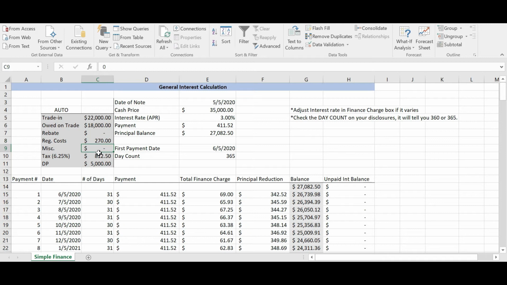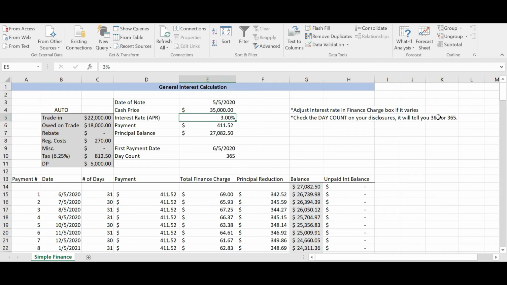So new vehicles have a 2-year registration that comes out to a bit more, but we'll stop right there. Miscellaneous, going to leave that as blank. Tax rate 6.25%. That's again Texas rate, so I know that's correct. And then we'll say a $5,000 down payment. So based on a $35,000 cash price, if we want to figure out what our payments are going to be, if the interest rate is 3%, which that's a little on the low side right now, but it's possible you could maybe find a servicer to give you that rate.